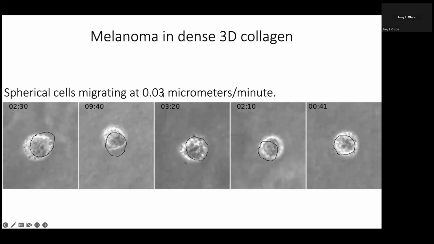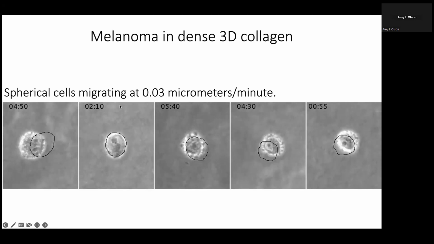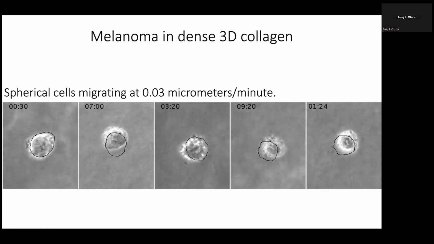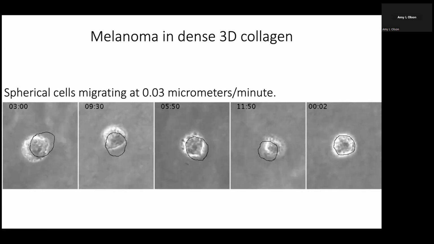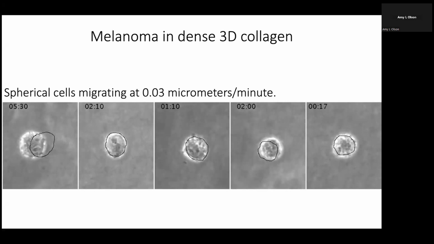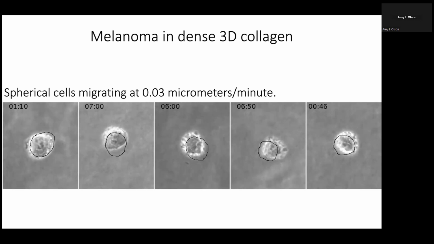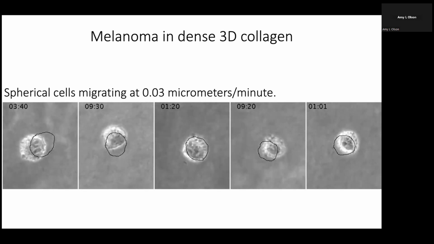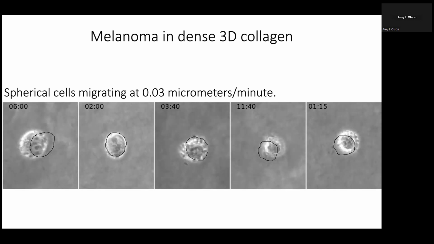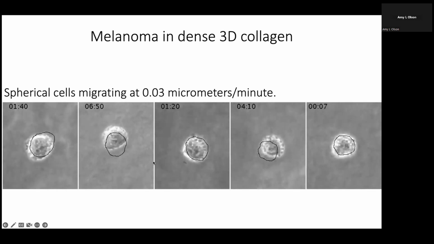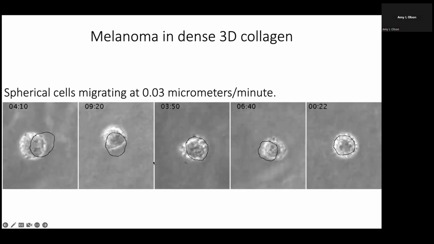And also, at least in artificial collagen, these cells are moving incredibly slowly. Fast amoeboid migration can move at 20 micrometers a minute. These cells are moving at 0.03 micrometers a minute, right? But they're moving, and they're metastatic melanoma, so however fast they move, we don't want them to move, okay? It's not clear if it matters how quickly they move. They are moving.